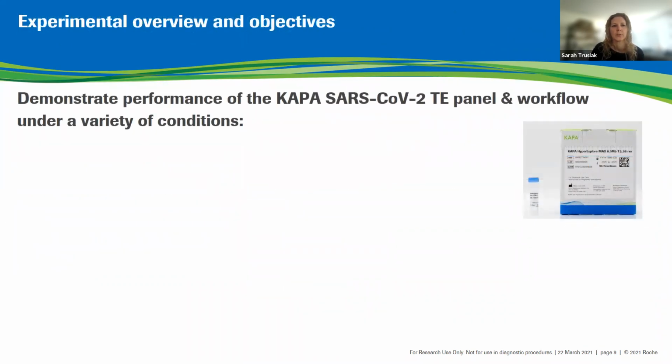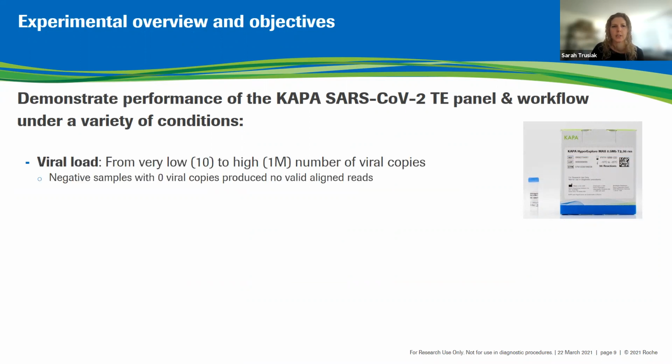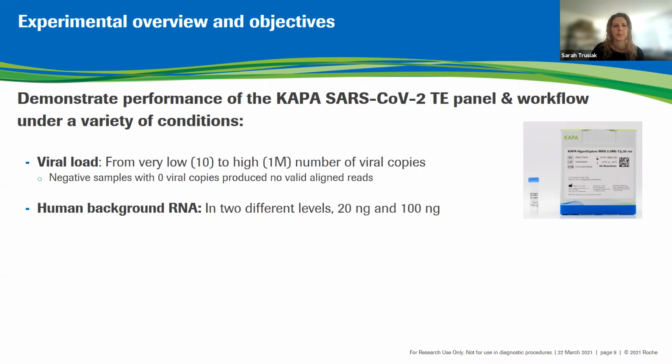So our experimental overview and objectives: we set out to demonstrate performance of the SARS-CoV-2 TE panel and workflow under a variety of conditions. One of these being viral loads. So we tested from a very low viral load of 10 copies to a higher load of 1 million copies. Additionally included in our experiments were negative samples with 0 viral copies. But as these produced no valid aligned reads, as expected, I do not show any data for these samples.